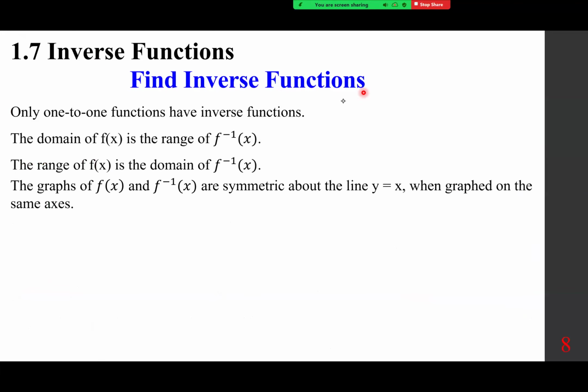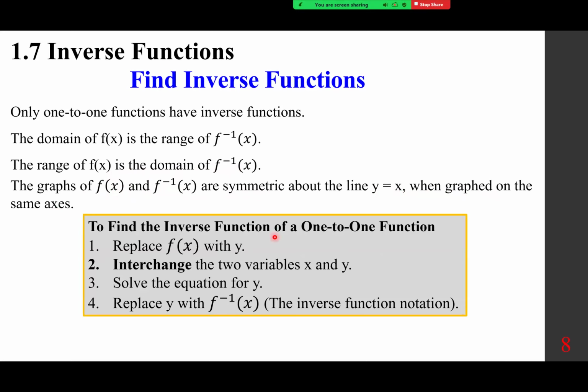Inverse functions, find inverse functions. Only one-to-one functions have inverse functions. The domain of f is the range of f inverse. The range of f is the domain of f inverse. The graphs of f and f inverse are symmetric about the line y equals x when graphed on the same set of axes.